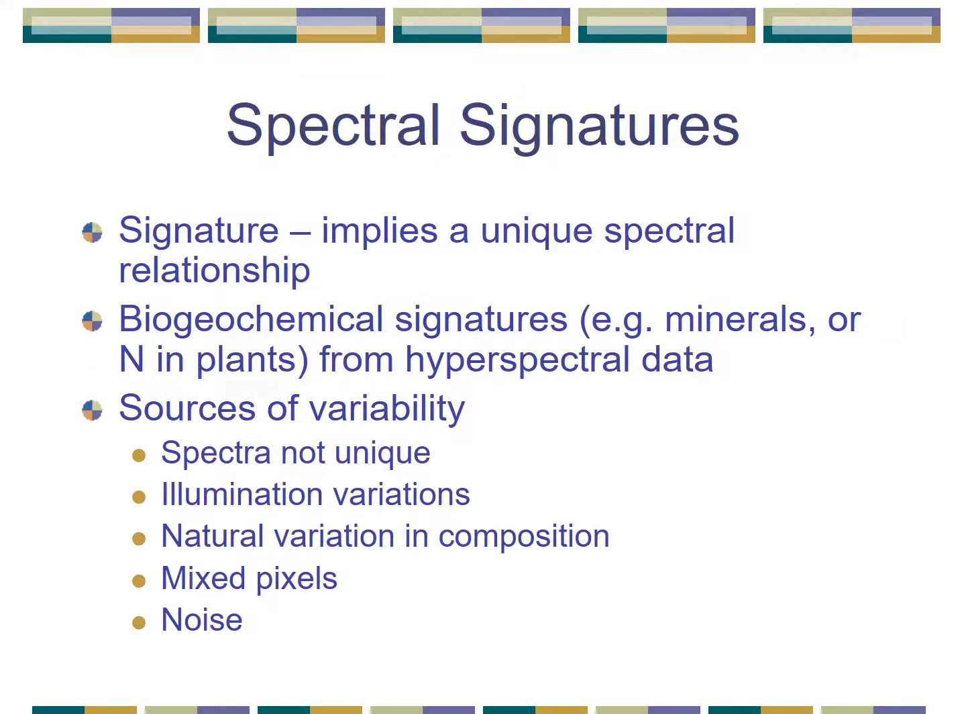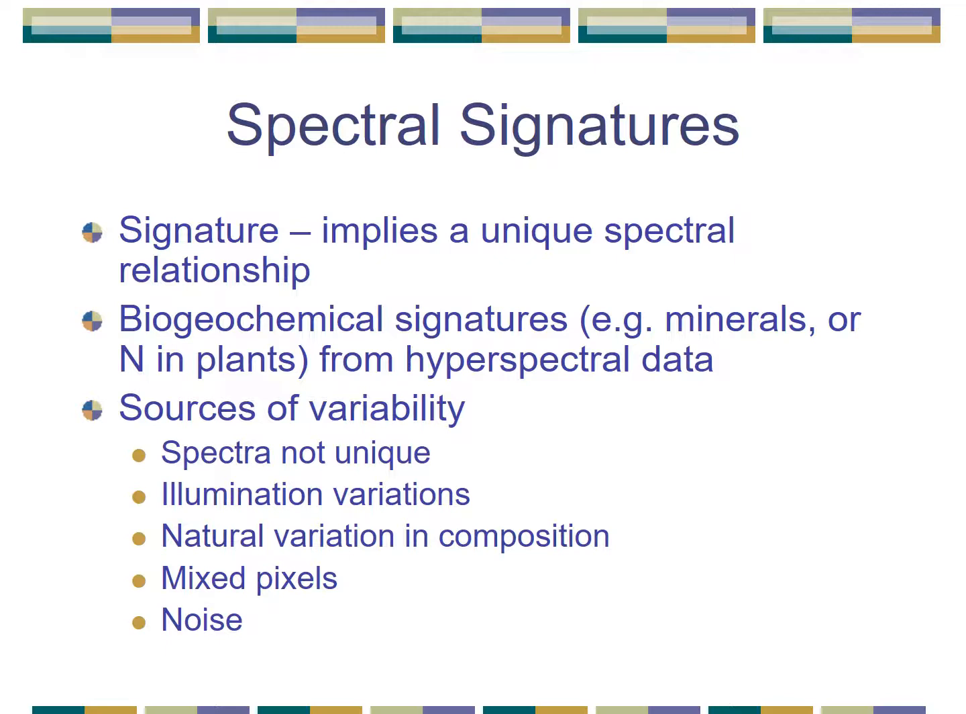And that leads us to the next part, which is the idea of spectral signatures. We've talked about them before a little bit, but we're going to go over it again. Signature implies a unique spectral relationship, and that is not always the case. Biogeochemical signatures, in other words, minerals or nitrogen in plants or things like that, we can identify a lot of that stuff from hyperspectral data, but it's not an absolute, always easy to identify thing.